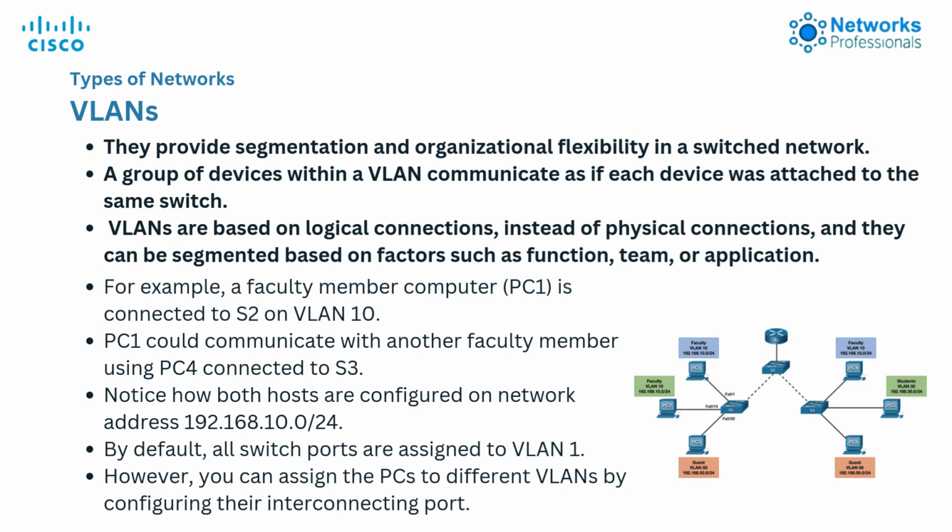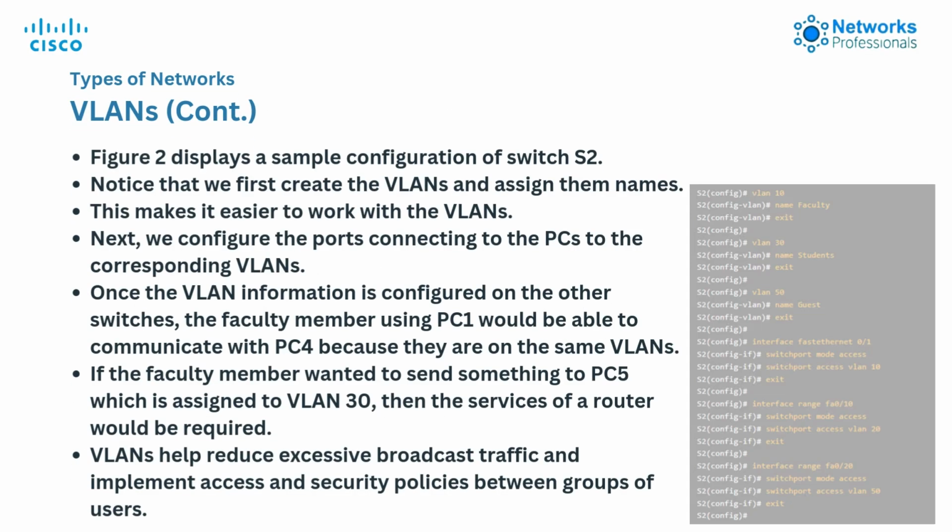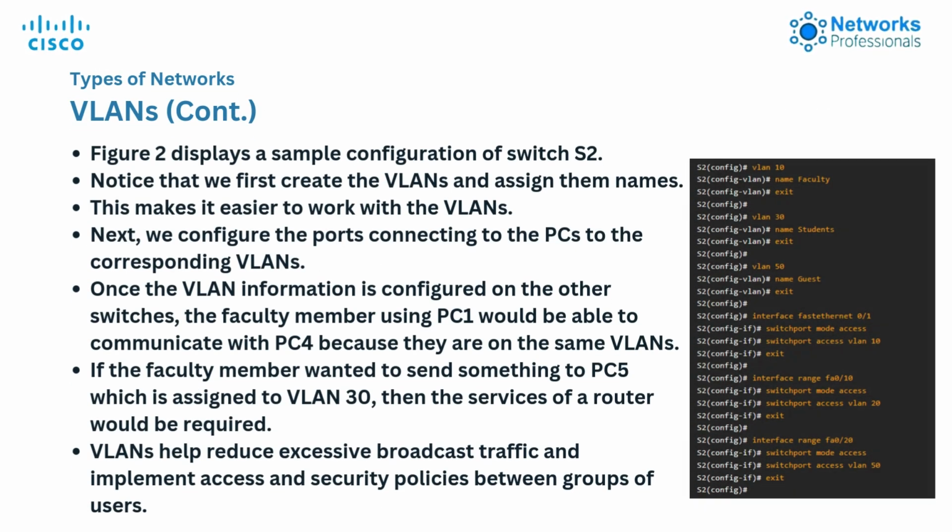PC1 could communicate with another faculty member using PC4 connected to S3. Notice how both hosts are configured on network address 192.168.10.0/24. By default, all switch ports are assigned to VLAN 1. However, you can assign the PCs to different VLANs by configuring their interconnecting port. Figure 2 displays a sample configuration of switch S2.